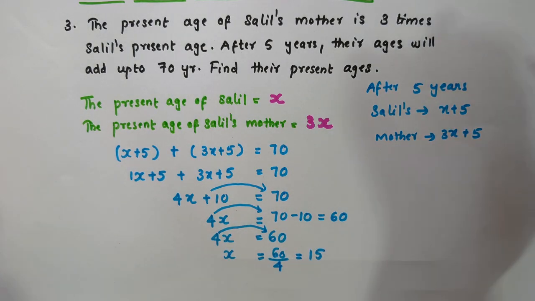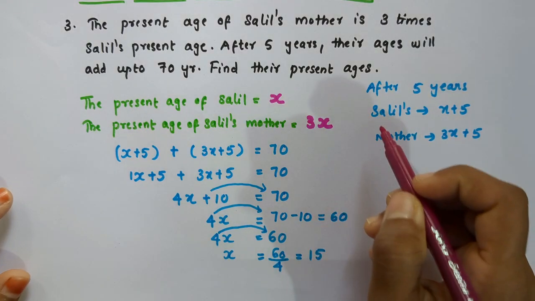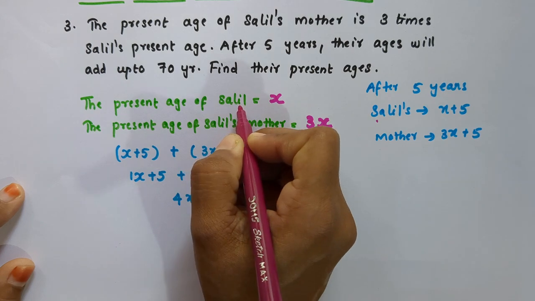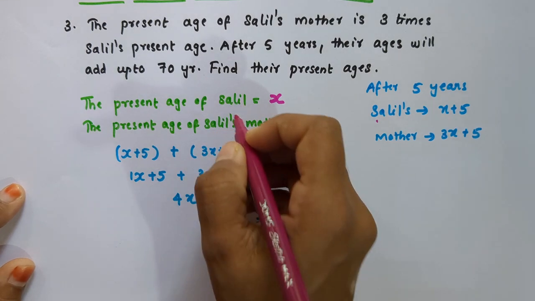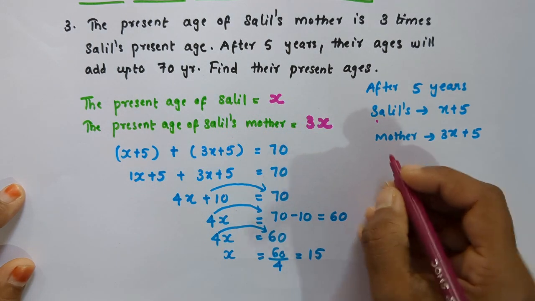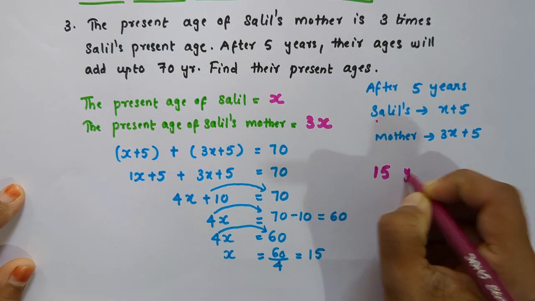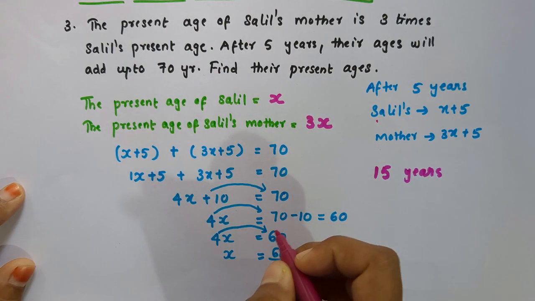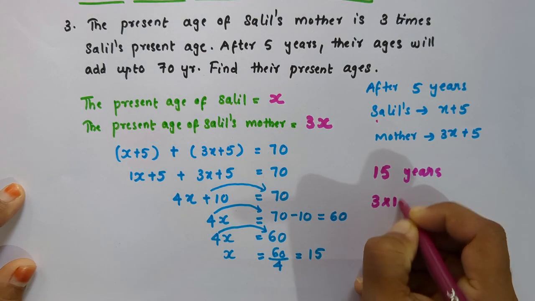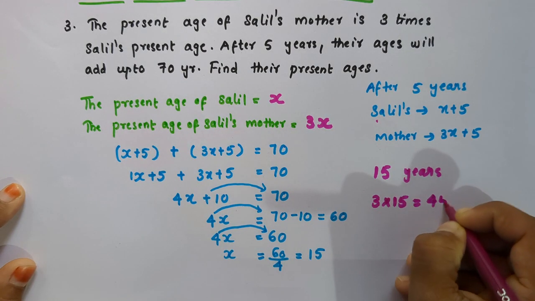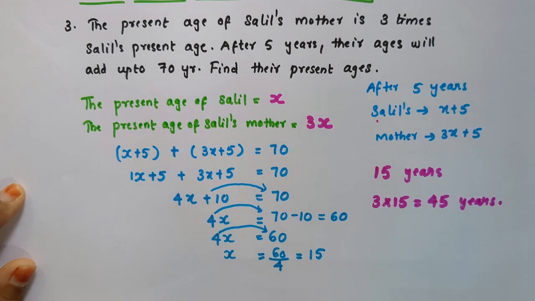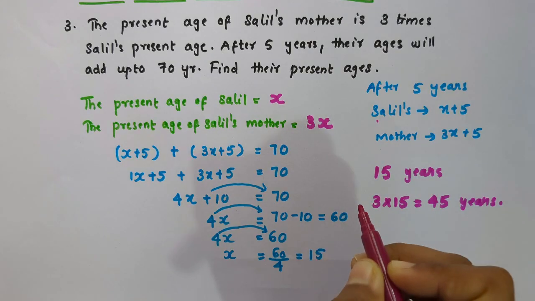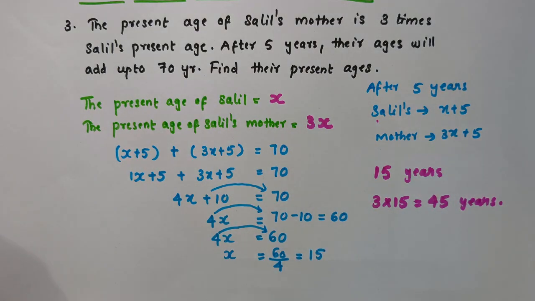So the question is to find their present ages. We got the value of x as 15. x is the present age of Salil, so the present age of Salil is 15 years. And what about the present age of Salil's mother? That is 3x, that is 3 into 15, which is equal to 45 years. So present age of Salil is 15 years and present age of Salil's mother is 45 years.